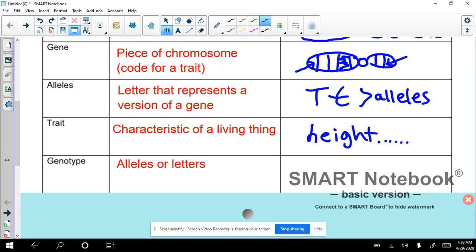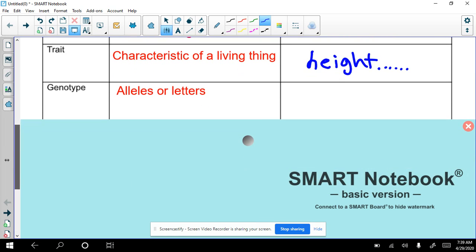Now, when we are talking about genetics and different traits, we are going to talk about these two words. The first word is genotype. Genotype are going to be your alleles or letters, what you got from your parents. So for height, there are three options. You could have gotten capital T, capital T. You could have gotten a capital T, a lowercase t, or a lowercase t and a lowercase t.